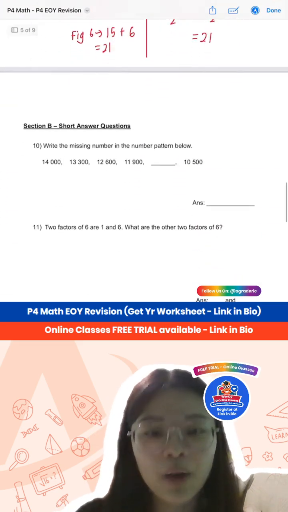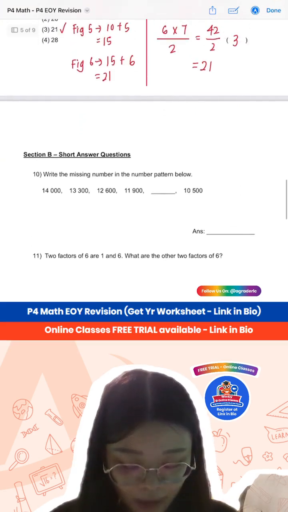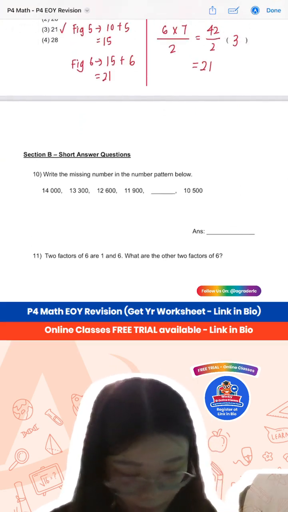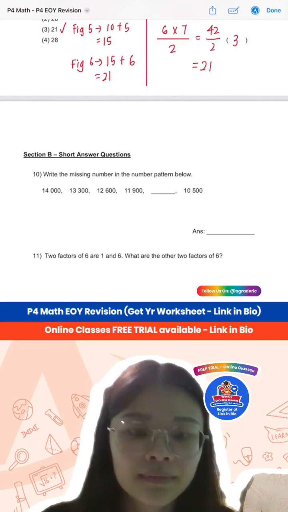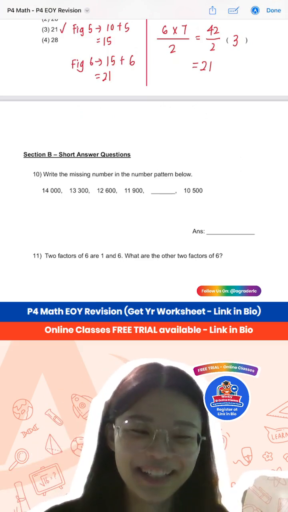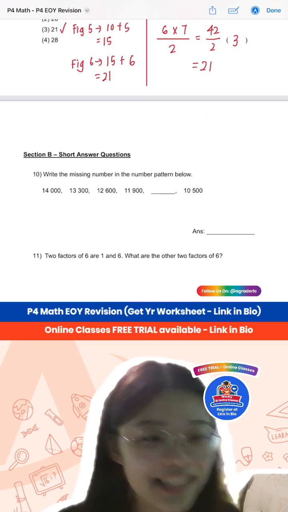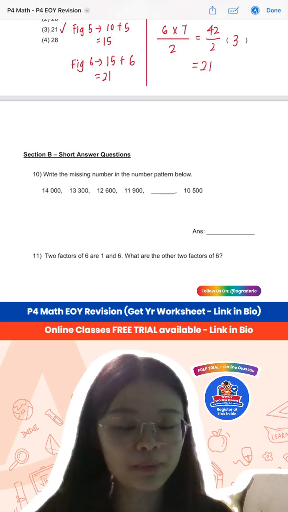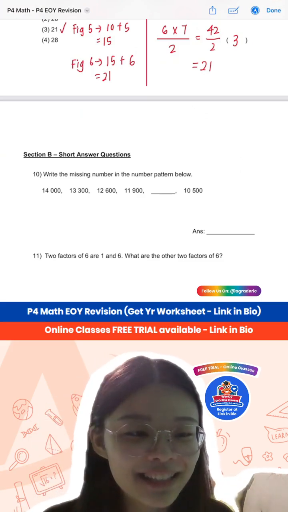Now we are moving on to section B, our short answer questions. Question 10: write the missing number in the number pattern below. Take a look at the pattern. A lot of you say it's also easy. Every question you say is easy, so you must be very good at your primary 4 topics already, is it?